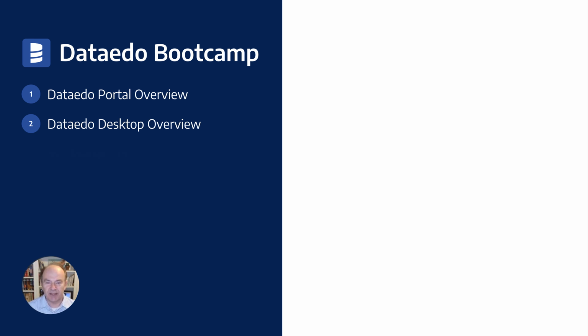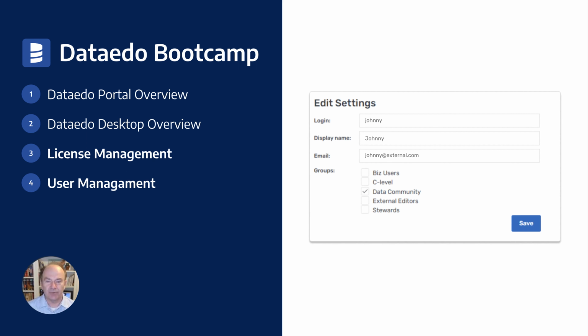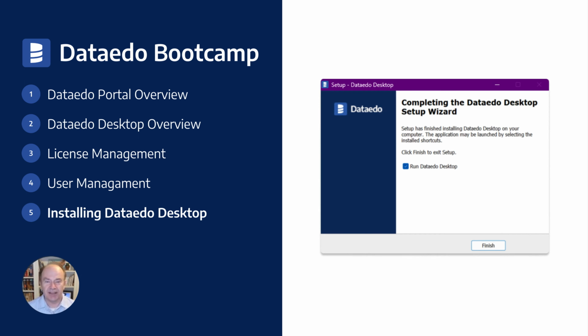Next, we'll talk about license management and user management. License management refers to assigning Dataedo licenses to your editors, and user management refers to putting people who access the Dataedo portal into groups and managing what people in those groups can do. Then we'll talk about installing the Dataedo desktop. Again, this is for those people who have editor licenses.